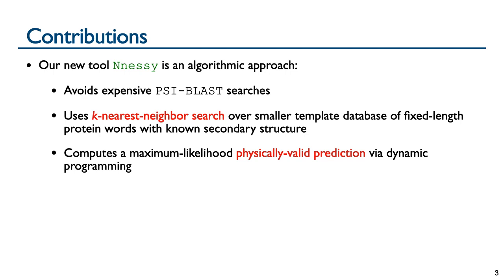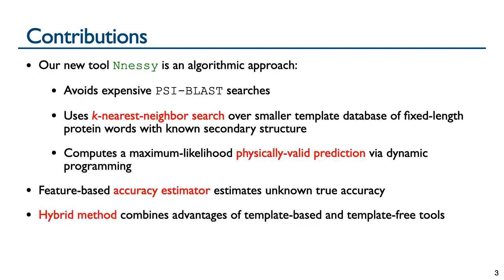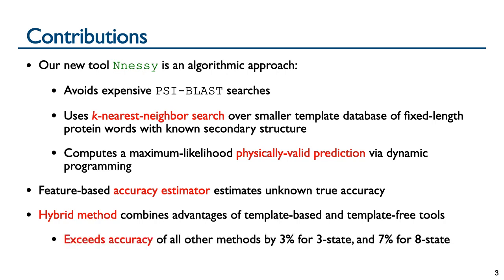Instead of outputting confidences, nnessy uses a feature-based accuracy estimator that takes a feature of the prediction process and estimates the unknown true accuracy of its prediction. We combine our template-based tool nnessy with a template-free tool to yield a hybrid method that gains the advantages of both tools. This hybrid method exceeds the state-of-the-art accuracy by more than 3% for the 3-state model of prediction and more than 7% for 8-state prediction. Next, I'll give an overview of nnessy's prediction process.